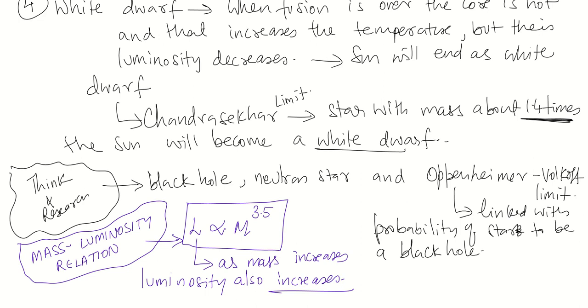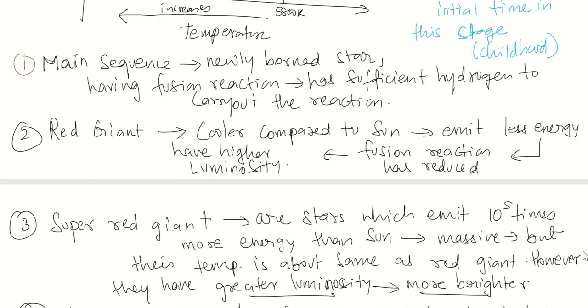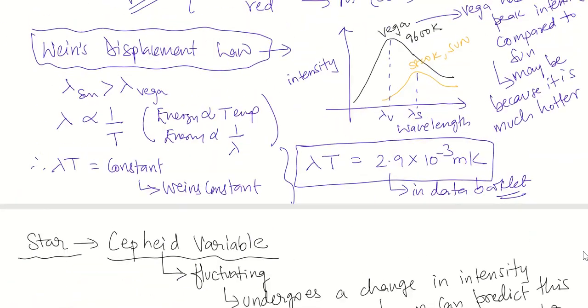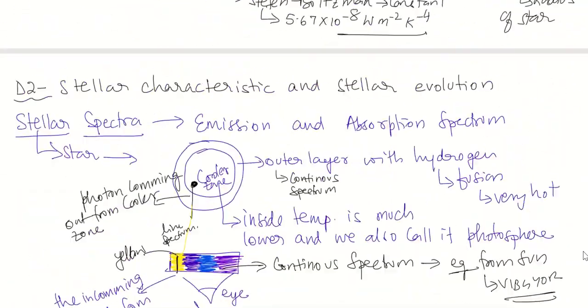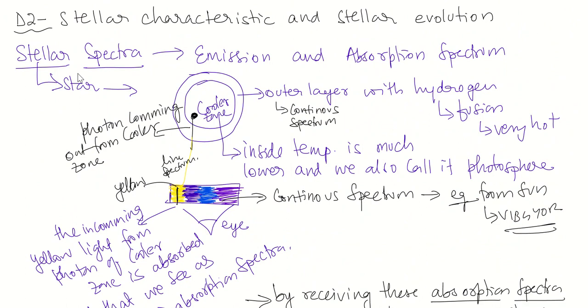Now, I think we have almost finished this unit also. There is nothing much here now. So, technically, this is the end of both. So, what we have exactly studied here, if you look here, starting from here, is that we understood the stellar characteristics and the stellar evolution. Characteristics involve your emission and absorption spectra.